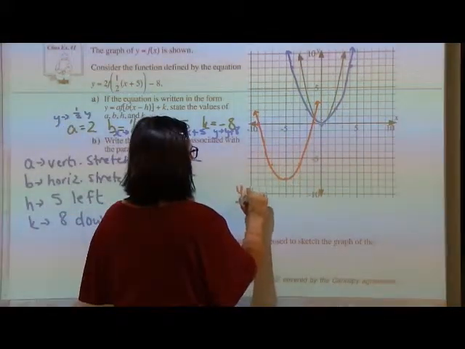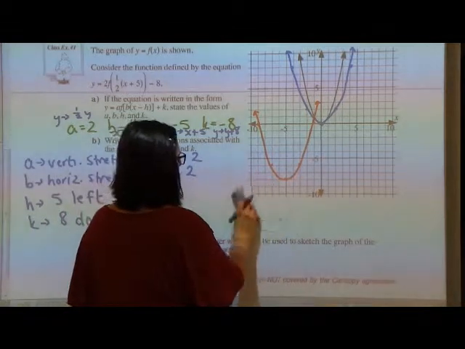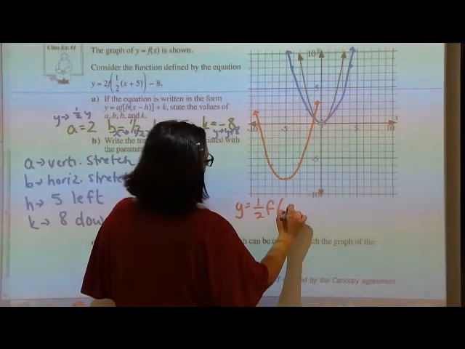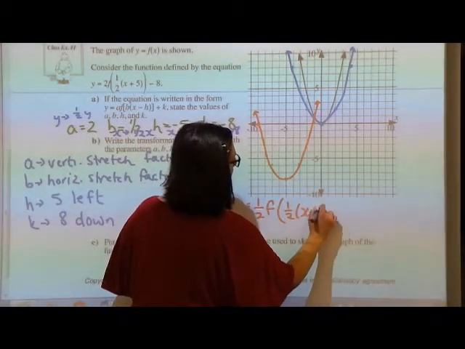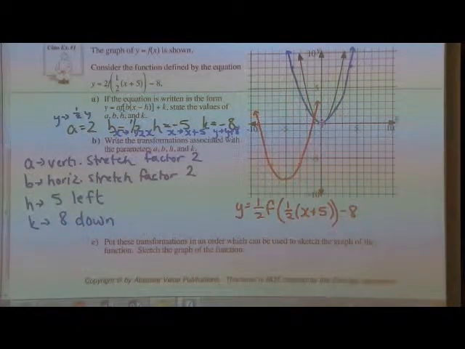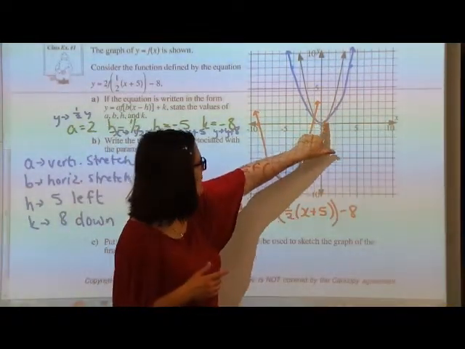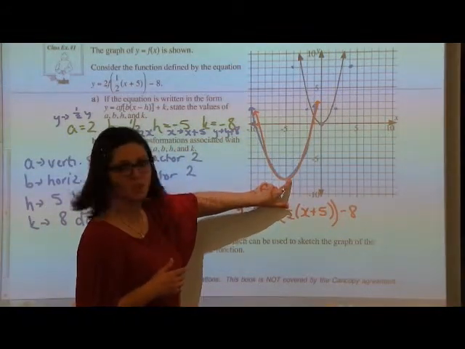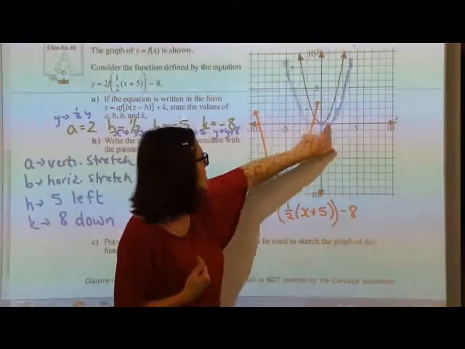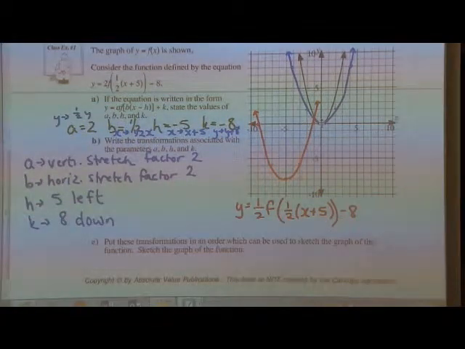This is my y equals 1/2 f of 1/2 x plus 5 minus 8, the one that I have in red. And this graph in blue should be the exact same as the graph in red if I drew it with a high degree of accuracy, because it's the same graph, it's just been translated at that point. Okay?